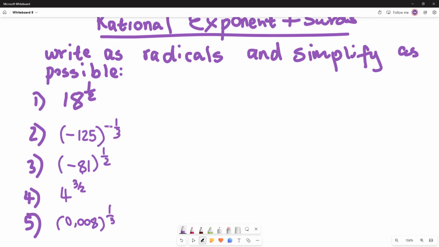The first question says write as radicals and simplify as far as possible. So guys, what does radical mean? A radical basically just means write them in roots, the nth root of something. Does that make sense? This is a radical. I'll show you how to convert exponents into radicals just now.